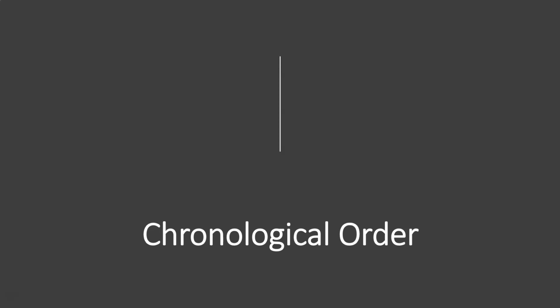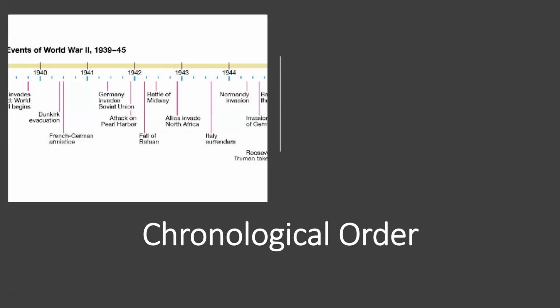Now I want to go on to the chronological order in text. Now with chronological order, as you know, it's related to time. It'll give you a timeline. It'll give you the progression of events. Normally, if you remember from Key Stage 2, to show chronological order, we use certain time words like first, then, next, after that.